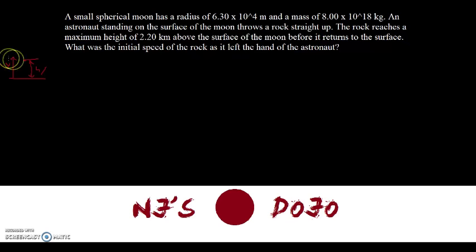Now, we know the mass and the radius of the moon, and this allows us to compute the gravitational potential. Knowing the height that the rock attains, we can use energy conservation to calculate the initial speed of the rock. Okay.